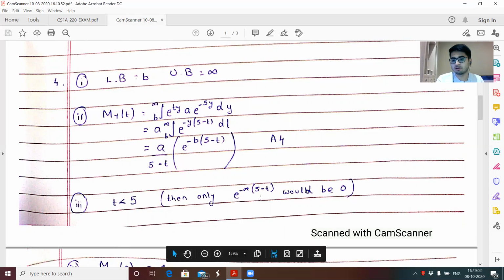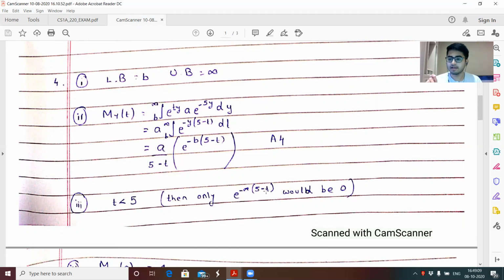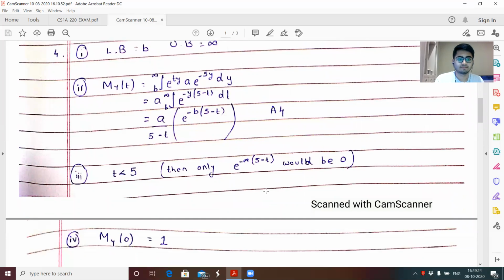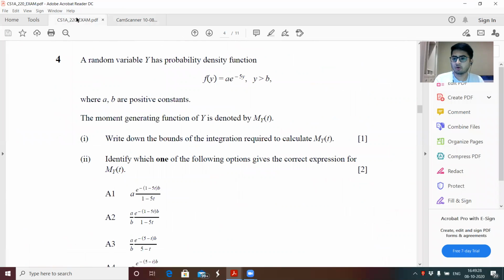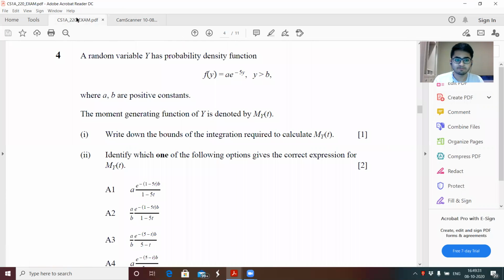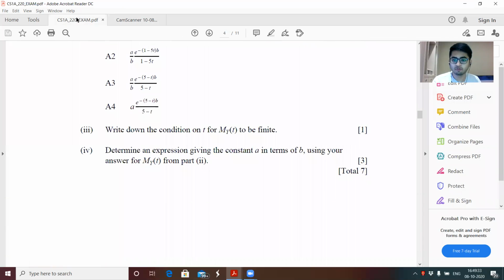Otherwise, if you look carefully, if t is greater than 5, this becomes negative. Any negative number into minus infinite becomes positive infinite, and e to the power of infinite is nothing but infinite, so it would become undefined. To have a definite answer, what we need is t less than 5. For the first three parts, most of the students I talked with were able to attempt them. Quite a few struggled in part 4.